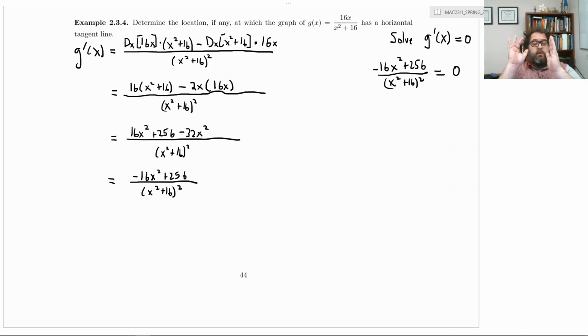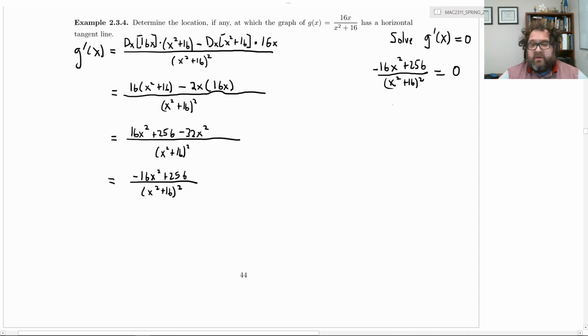A rational function set equal to 0. When you have a rational function set equal to 0, all you have to do is set the numerator equal to 0. Okay? Why? Think about it. If you have a fraction, what is the only way a fraction can be 0? The only way a quotient, a fraction, can reduce to 0, simplify to 0, is if the numerator is 0. That's the only way.